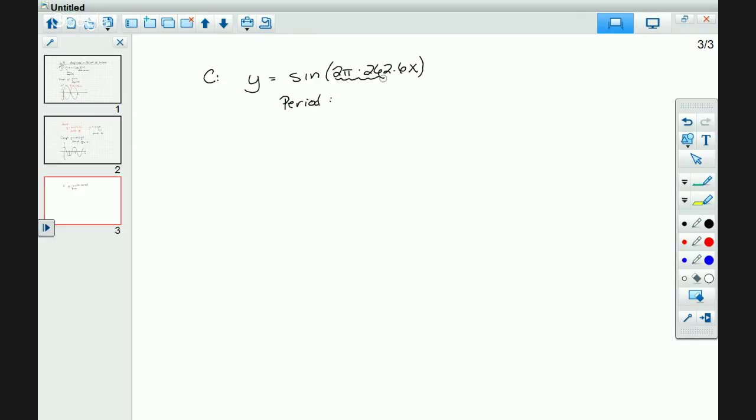This is our k value. Okay, so 2 pi over 2 pi 262.6. Yeah, this is why I recommend leaving the 2 pi there, right? So it just falls away. They cancel. So the period is 1 over 262.6.